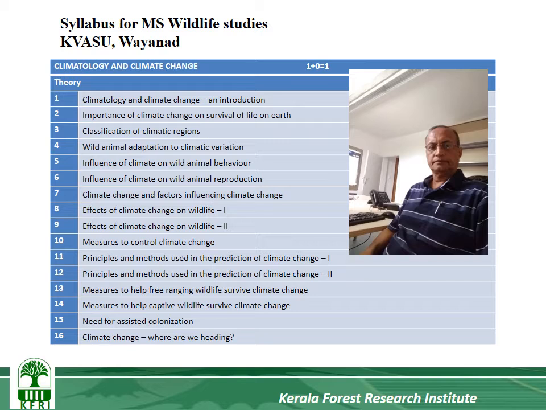Then the principles and methods used in the prediction of climate change. Then measures to help free-ranging wildlife survive climate change, and then also for the captive wildlife, and need for assisted colonization, and finally we will be concluding the climate change with where are we going with regard to climate change, what are the changes that we have to make in our life, or what are the activities that we have to perform, change in the lifestyle, all these things.